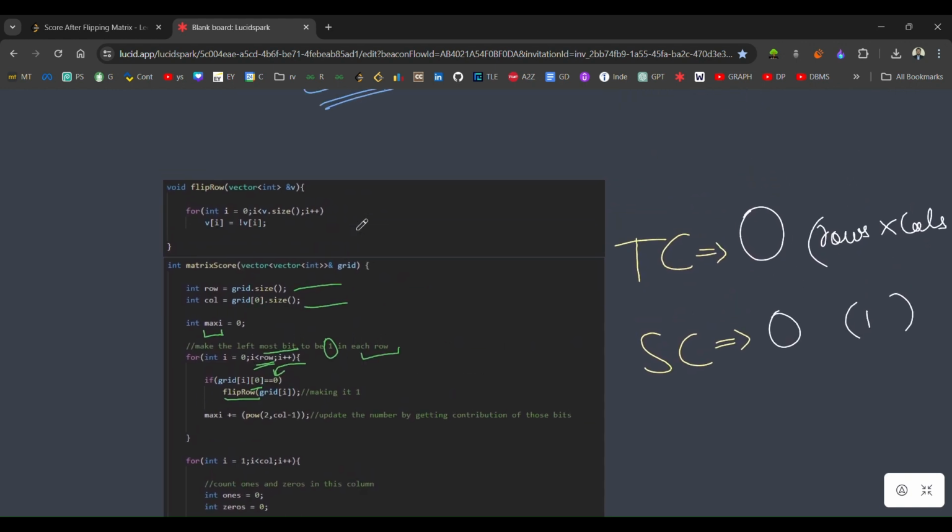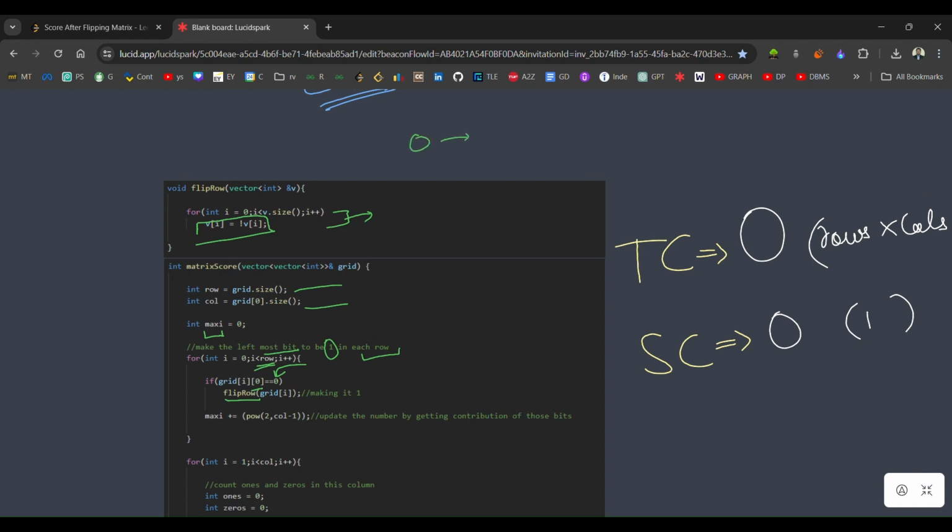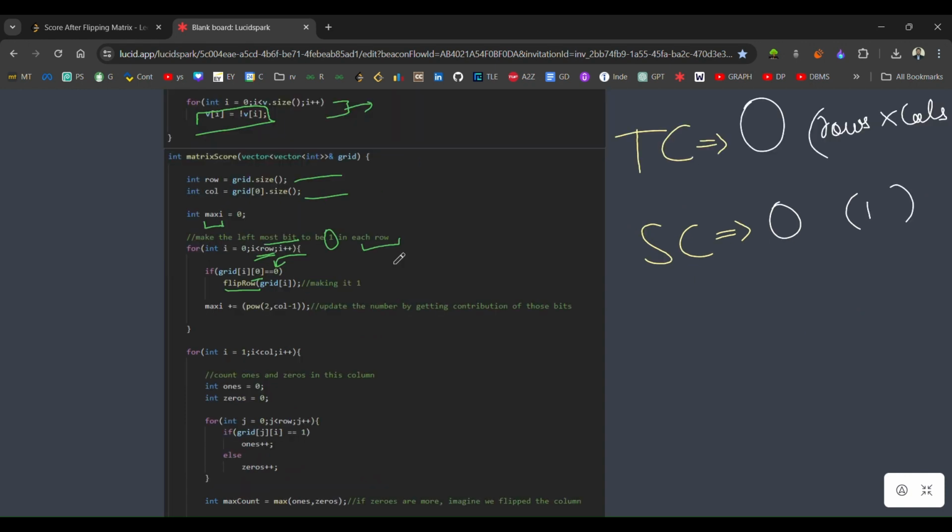Flip row will go to all the elements and flip the values. If it is 0, it will be 1. If it is 1, it will be 0. So basically I'm making all elements in the first column 1, right? This loop will do that. And simultaneously, I'm calculating the maxi values. Maxi value will be 2 raised to col minus 1. So in this example, let's say there are 4 values. This will be 2 raised to col, which is basically 4, minus 1, so it will be 3, right?